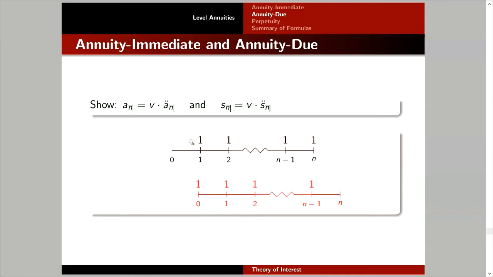We need to carry it to time 0. So how are we going to do that? How do we carry a value at time 1 to time 0? You just multiply it by V. So that's why we have this: A double dot angle N times V is equal to A angle N. You can do the same for S and S double dot.